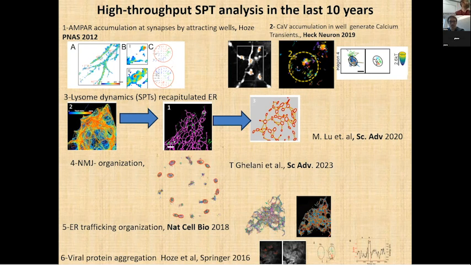And you can use this for viral protein aggregation. This is what we did more than 10 years ago, where from the Gag protein, we found out that the aggregation was again associated to a transient potential well.